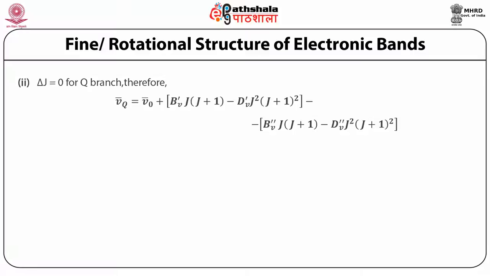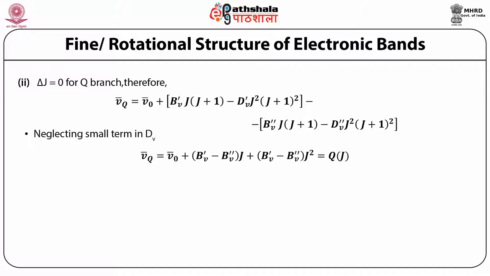In the second case, when ΔJ = 0 and it is for the Q branch, we can write nu_Q bar = nu_0 bar + B_v' J(J+1) - D_v' J^2(J+1)^2 - B_v'' J(J+1) + D_v'' J^2(J+1)^2. Again neglecting the small terms in D_v, nu_Q bar = nu_0 bar + (B_v' - B_v'')J + (B_v' - B_v'')J^2 = Q(J).